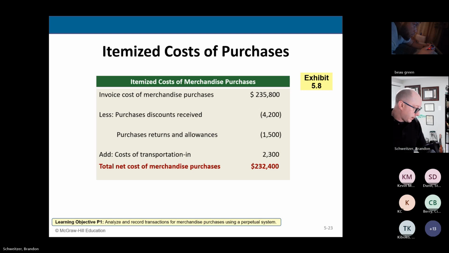And of course, transportation costs, we debit them to add them in. We add them into the inventory account. And so what this itemized cost of merchandise purchases report shows us is basically an itemization of those things throughout time. It kind of summarizes it for us.